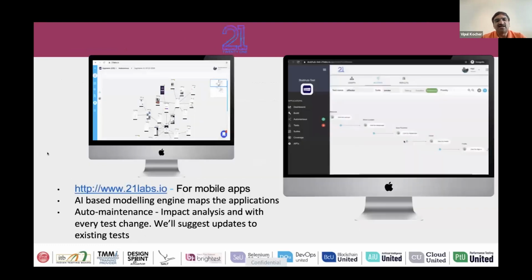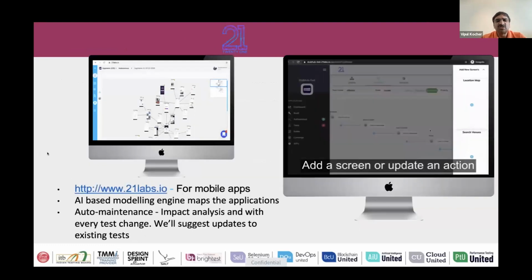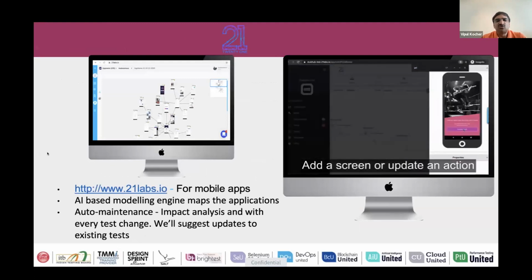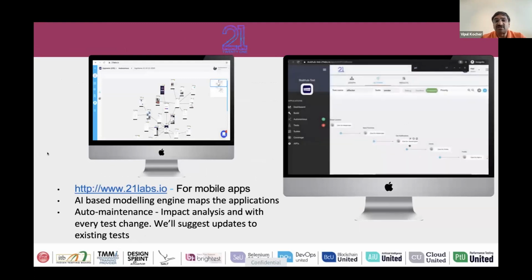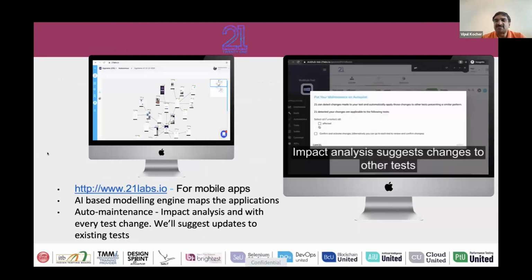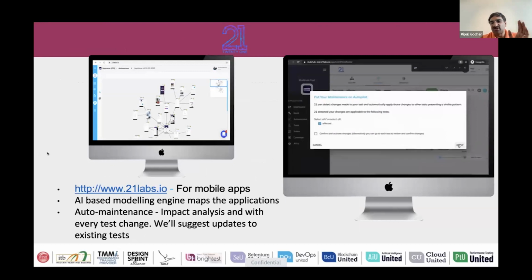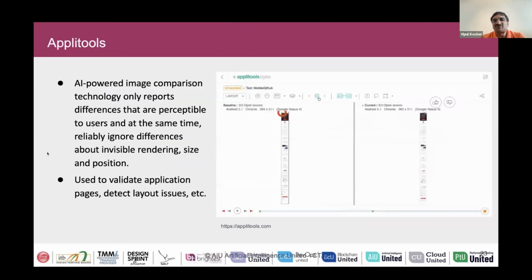Then I'd just like to talk about automation tools. Just two examples that I have here. 21labs.io, I don't even know if it continued to exist or not, but at some point of time, they were doing a really nice automation tool. No, I don't get anything from them or from Applitools. Applitools was also very popular. There are a lot of tools that are available to do that kind of testing.